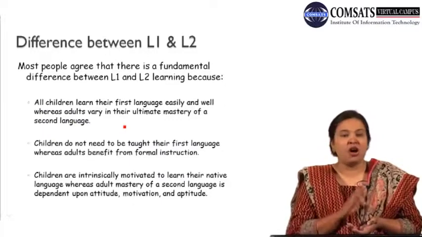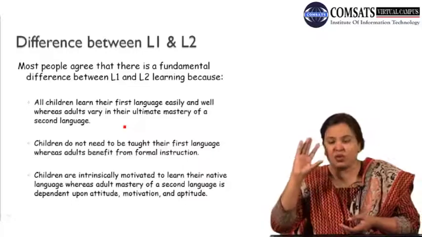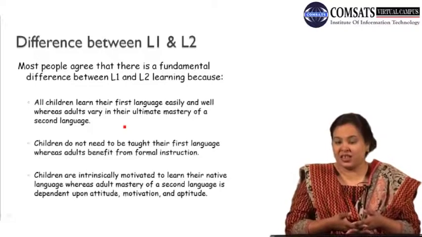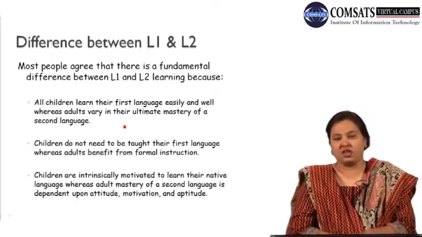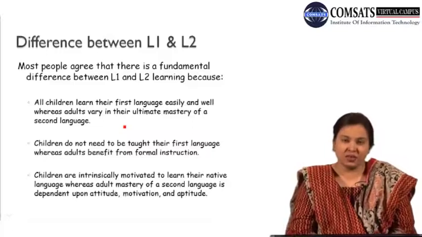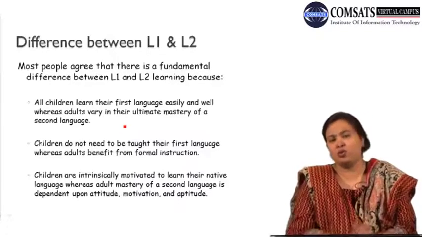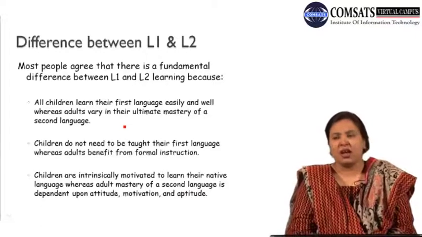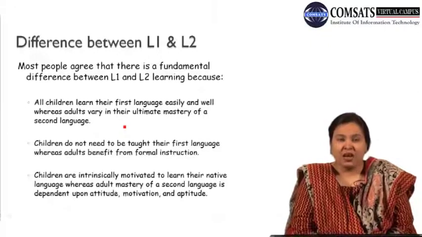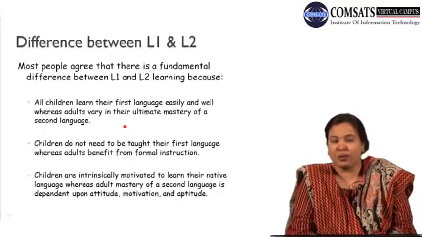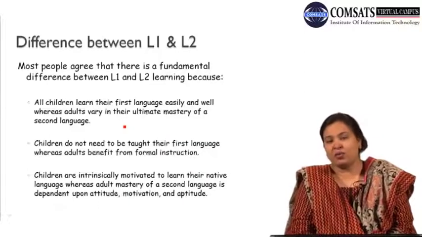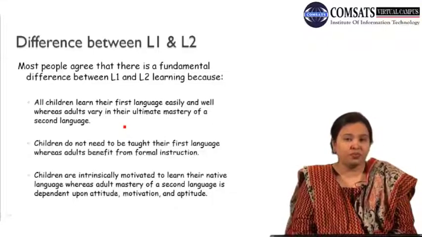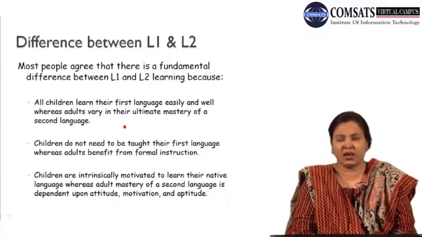Number one, all children learn their L1, that is the first language, easily and well, whereas adults vary in their ultimate mastery of a second language. This is the first difference. Children throughout the world learn their native language at ease, effortlessly, in a way difficult to comprehend. A child right from birth starts learning the most complicated language he or she is exposed to, and within a few years gets a mastery of that language.